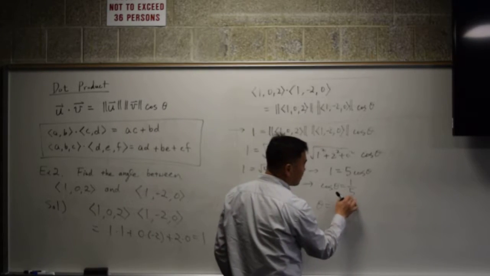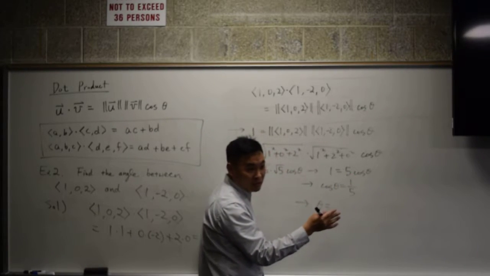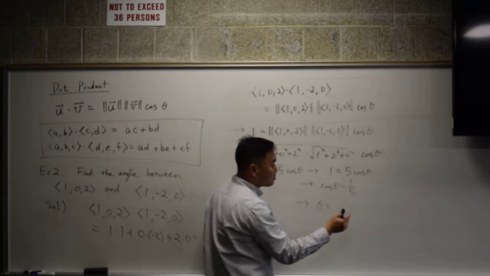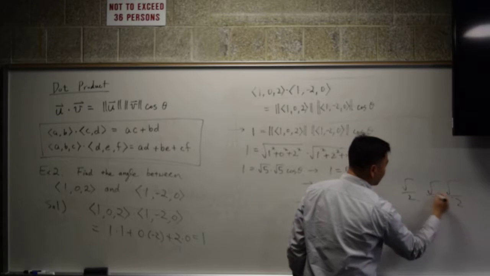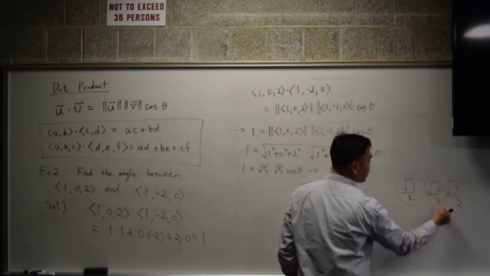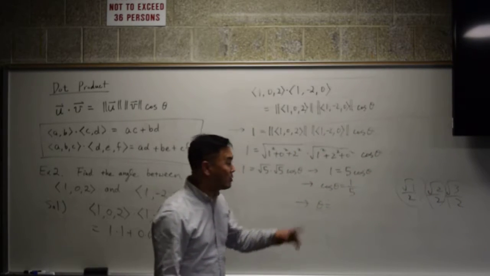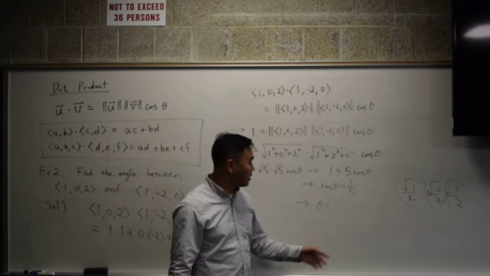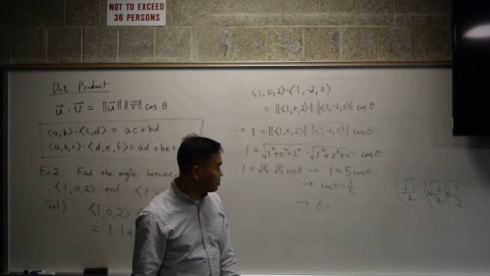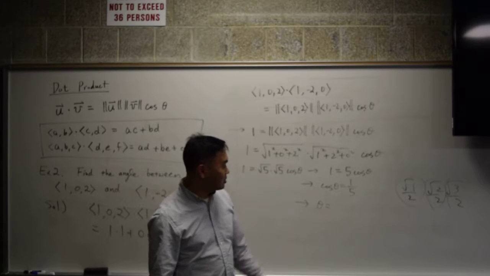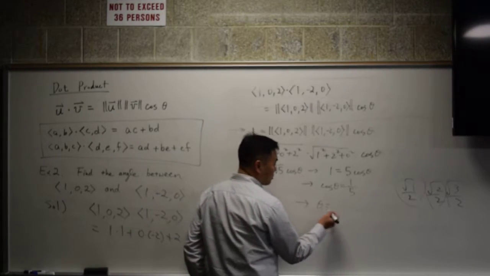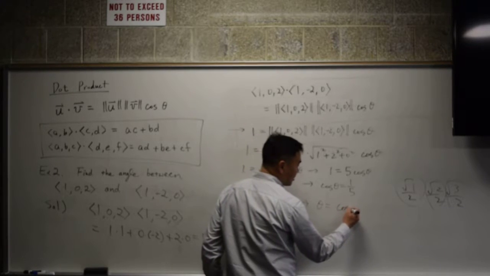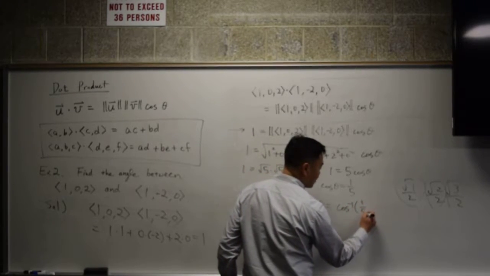cosine theta is 1/5. This is not one of those special values, right? The special values, they all look like this: 1, 2, 3. So if it was either one of these three, or maybe 1 or 0, then we would know. But here, 1/5 is not one of those. So we can only express it by using cosine inverse, right? So you can only say that theta is cosine inverse of 1/5.